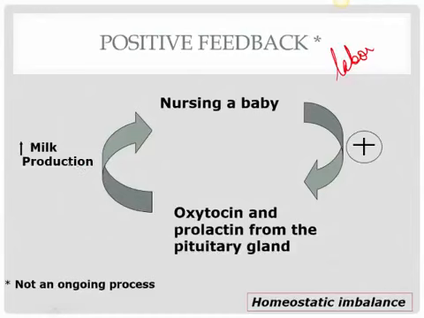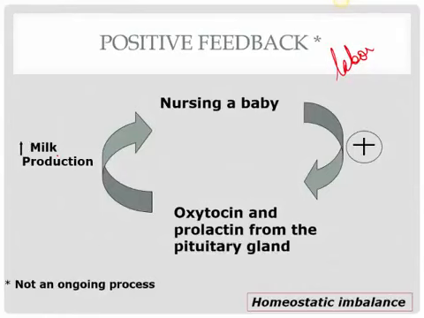The more milk she produces, the more the baby nurses. The more the baby nurses, the more these two hormones are produced and the more milk she produces. So can you see, it's a loop which goes on and on till she weans her baby off and then it stops. Okay? So this is known as positive feedback. An important thing to remember is, unlike negative feedback, which occurs every day in our life, positive feedback only occurs sometimes and it's not an ongoing process.